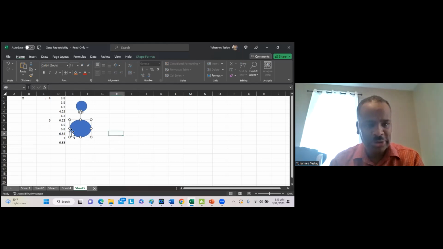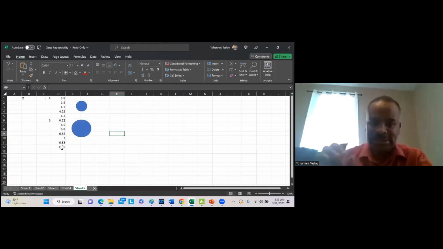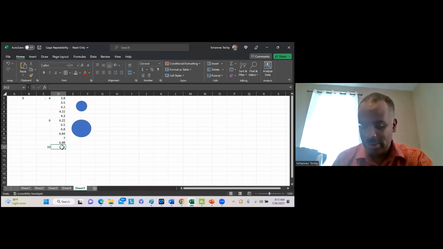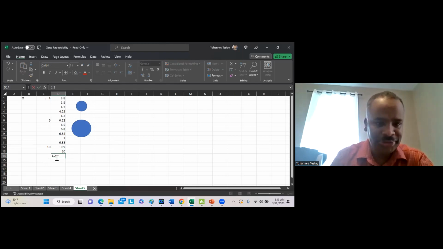Now the two circles, the second one is bigger. Let's say you also got around 10, and what is used to measure things around 10, let's say is going to measure this one: 9.9, 10, 10.2, 10.2, 10.3, 10.44, 10.5, okay, just like that.